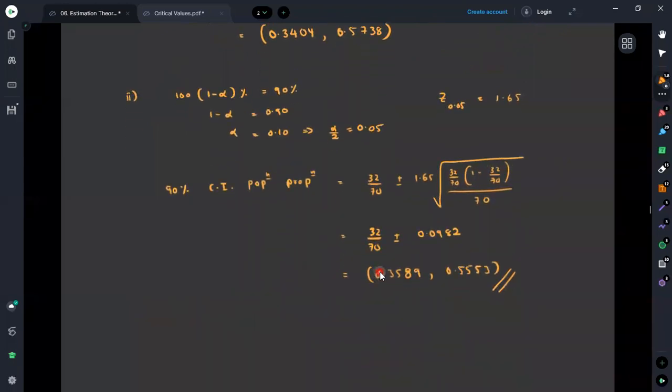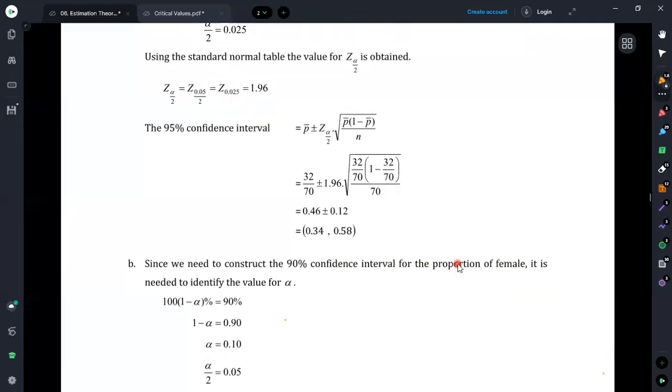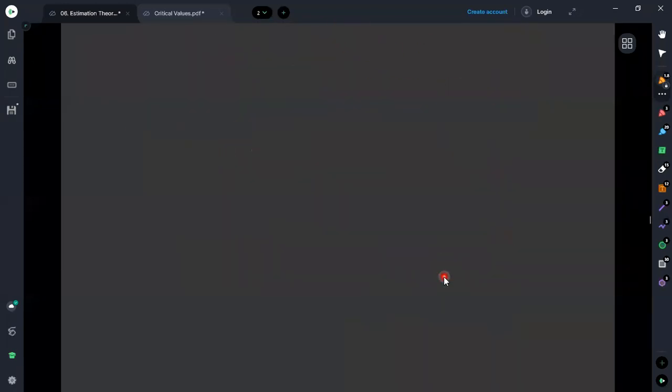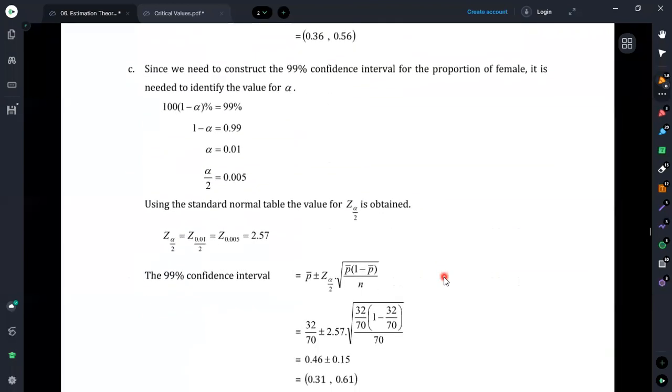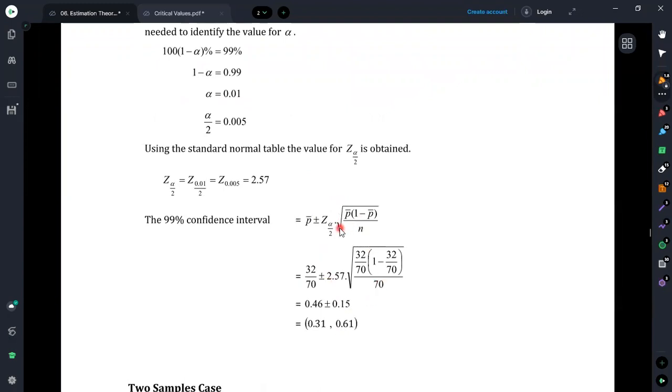Then I have provided the answer. Here we can see the answer for the third part as well. Since it is 99%, accordingly we need to get the value of alpha. Then we need to get the value of alpha over 2. Using that, and the suitable substitution, gives the values as 0.31 and 0.61.